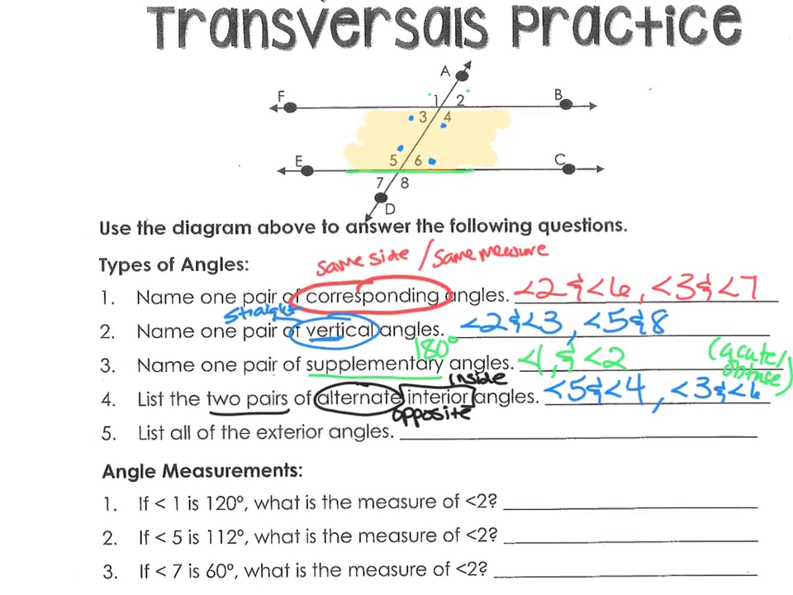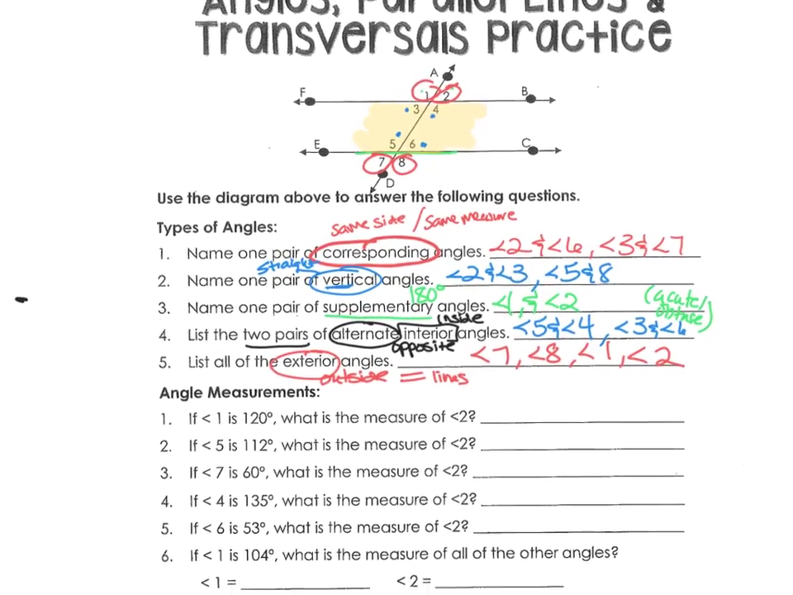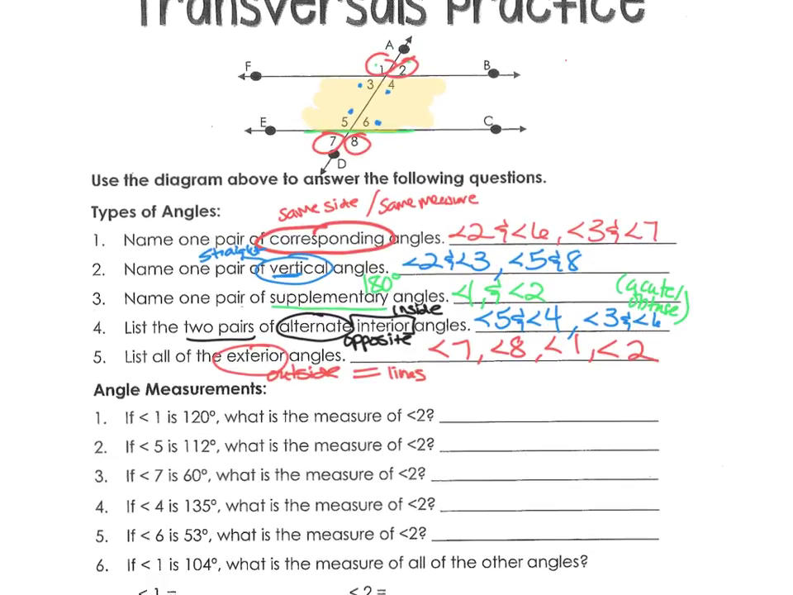And then number 5 says list all the exterior angles. Exterior means outside. Outside the parallel lines. So that would be like 7, 8, 2, and 1. That's your bread. That's what's holding the sandwich together. Angle 7, angle 8, angle 1, angle 2. Things get crazy. Okay, so that's just kind of naming them using some vocabulary.